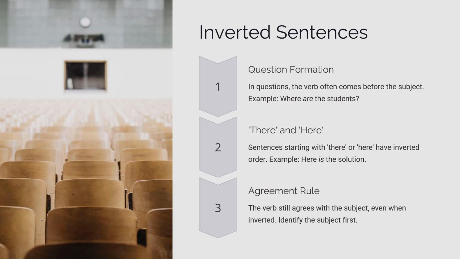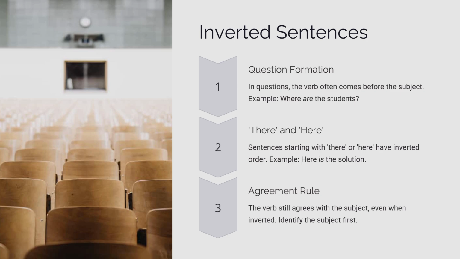Now, inverted sentences can also begin with there or here, particularly when introducing something or drawing attention to it, right? So, for example, we would say, here is the solution, with a singular verb is agreeing with the singular noun solution. Here is the solution. On the other hand, if we were referring to multiple items, we use a plural verb, so we'd say here are the solutions, using the plural verb are to match the plural noun solutions.